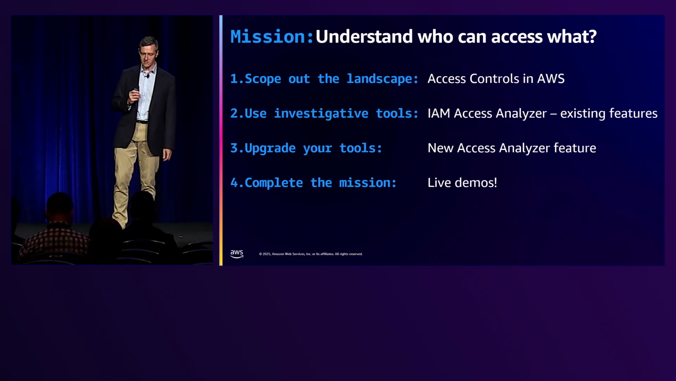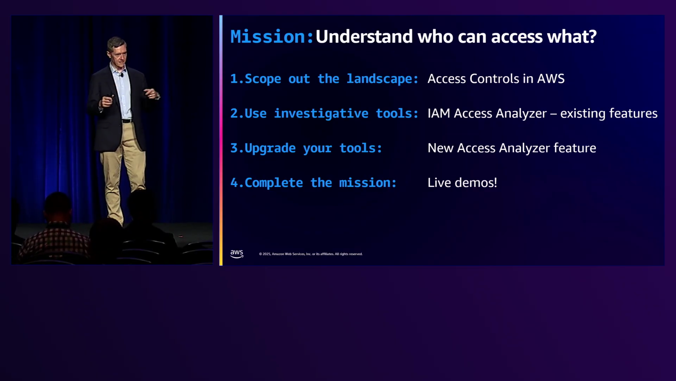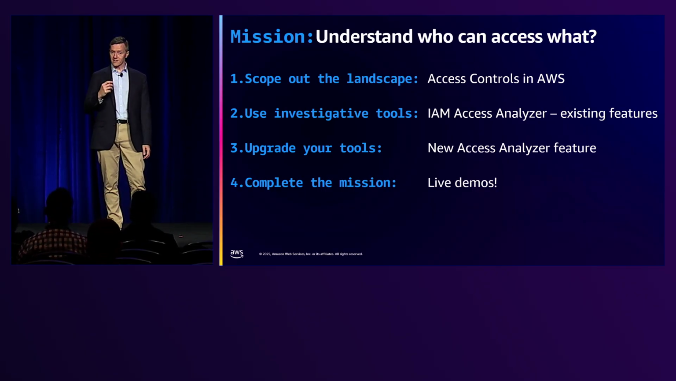In order to do this, we are going to first scope out the landscape, which means understanding access controls at AWS. We're going to use the investigative tools that have been available to us first, which is the existing features of IAM Access Analyzer. We will then upgrade our tools to include the new internal access findings. And then finally, Sophia is going to give us some awesome demos that are going to show how to get hands-on with the new feature and all the use cases you'll be able to address.